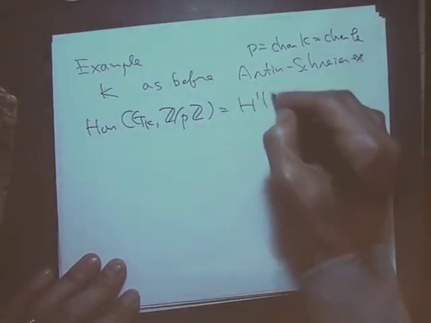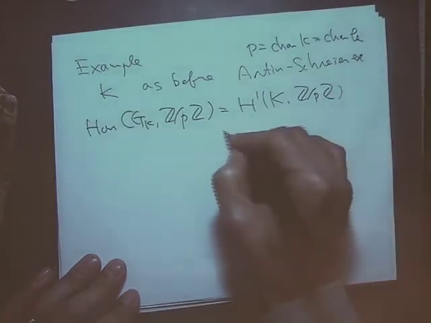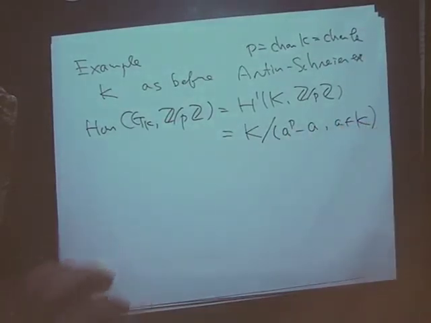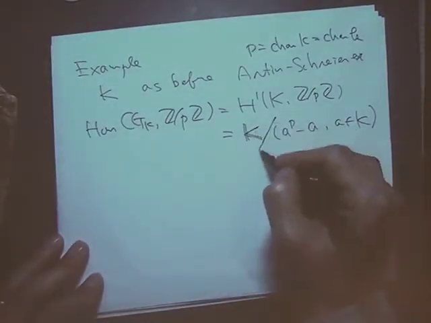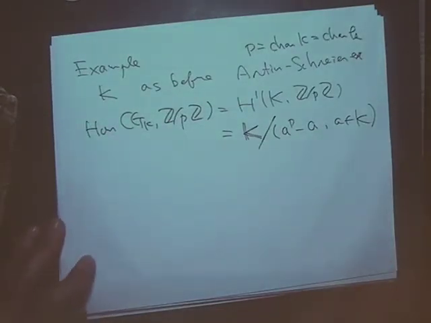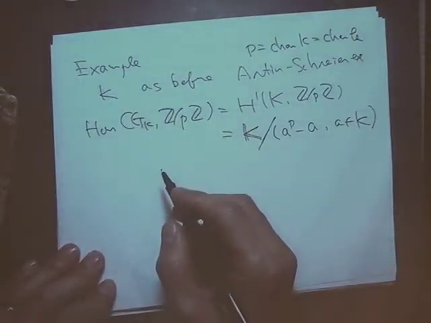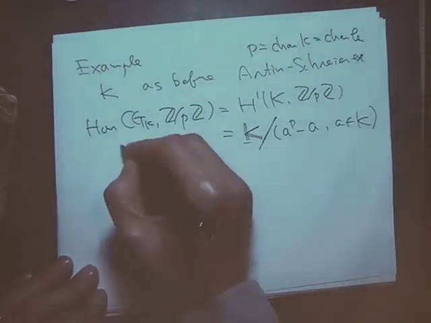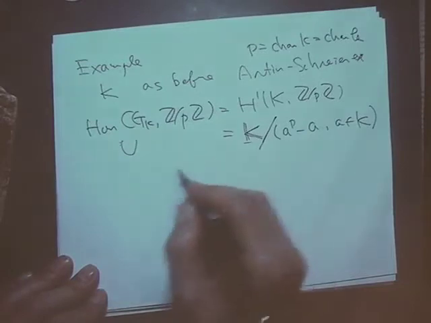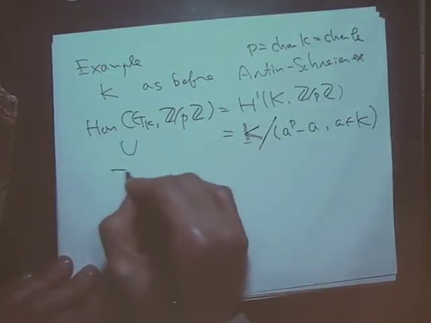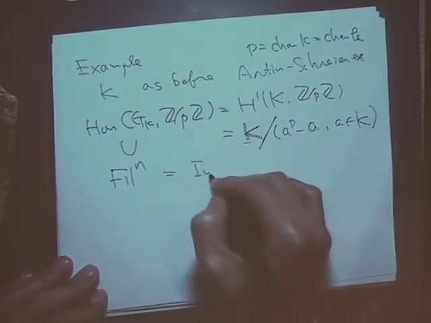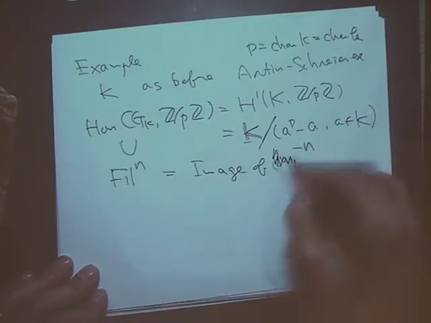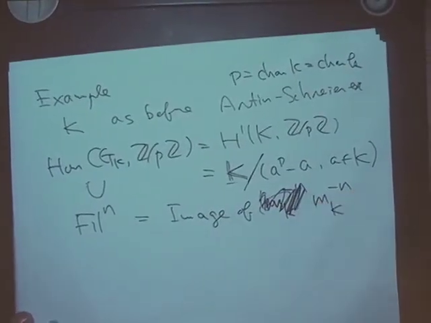So this is nothing but H1 of Galois cohomology. And we know that this is identified with the quotient of the additive group by this subgroup by Artin-Schreier theory. Now, this additive group has a canonical filtration. So we can induce a filtration from that filtration there. So this is the image of the negative power of the maximal ideal.